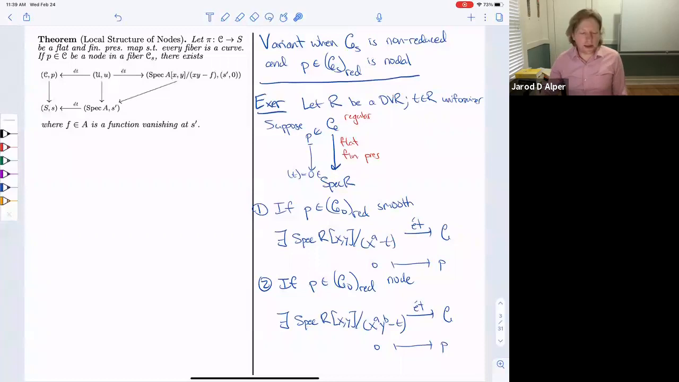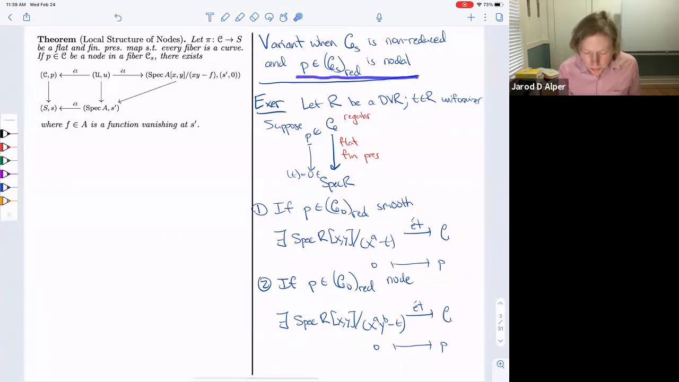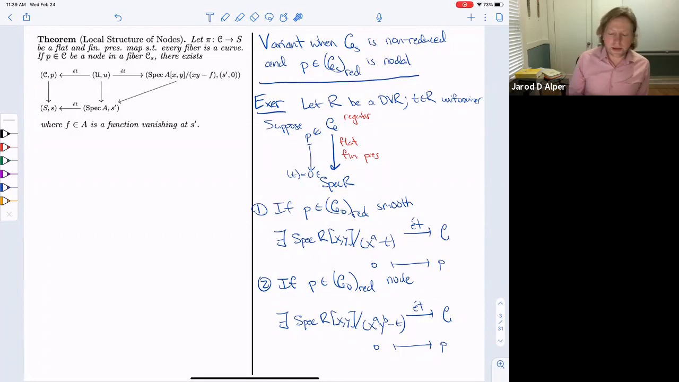Maybe I wanted to quickly say that here on the left-hand side, I reminded you what the theorem is and what we proved. And on the right-hand side, I have a variant when the central fiber is non-reduced. So even if the central fiber is non-reduced, but let's suppose that your point in the reduction is nodal, then there's a similar sort of structure result. And I'm going to use this later, which is why I'm stating it. And I'm only going to use it in this restrictive setting where R is a DVR.